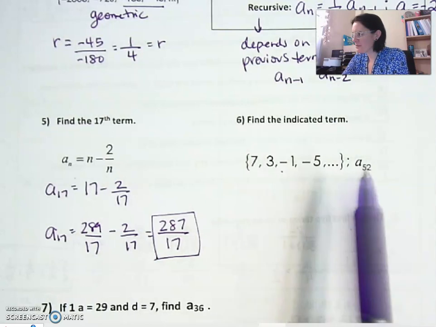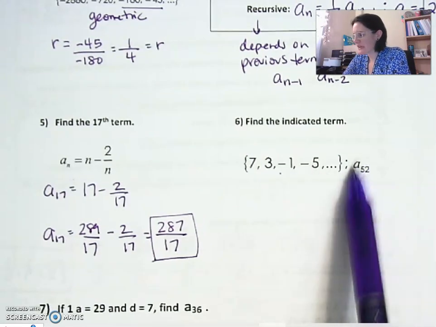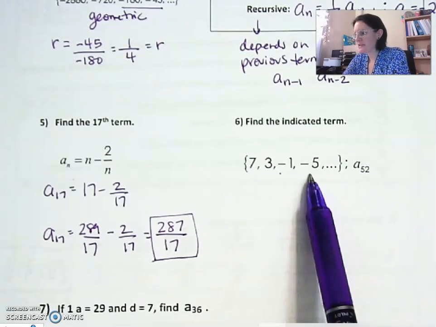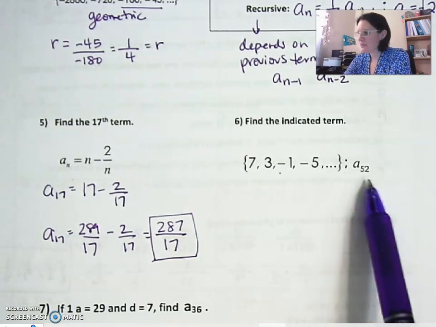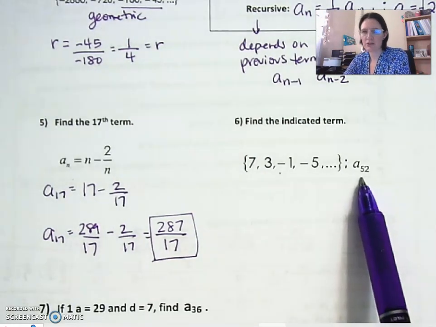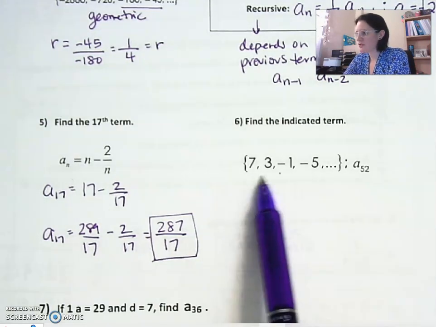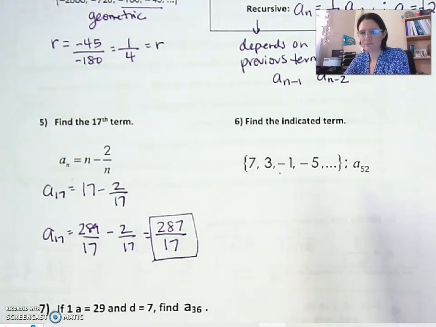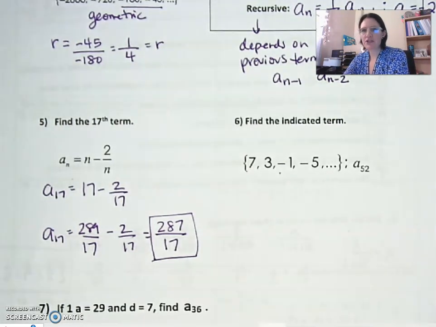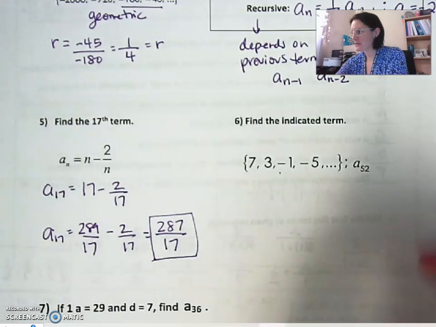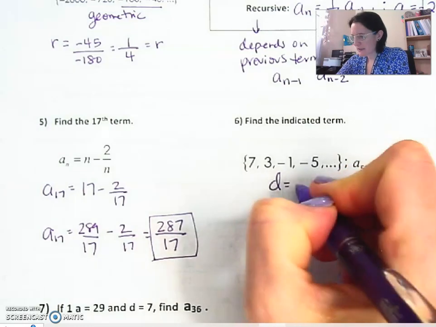For this problem, we're being asked to find the indicated term. So first we need to decide if it's arithmetic or geometric. Then we need to write our formula. Then we need to use the formula to find this term. So take a minute, pause, and just try to figure out the pattern here. Hopefully you discovered that it's minus 4 each time. So since it's a subtraction each time, this is an arithmetic sequence. So D is negative 4.